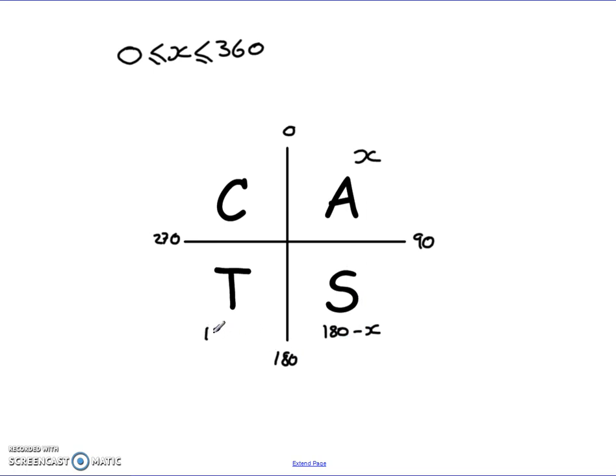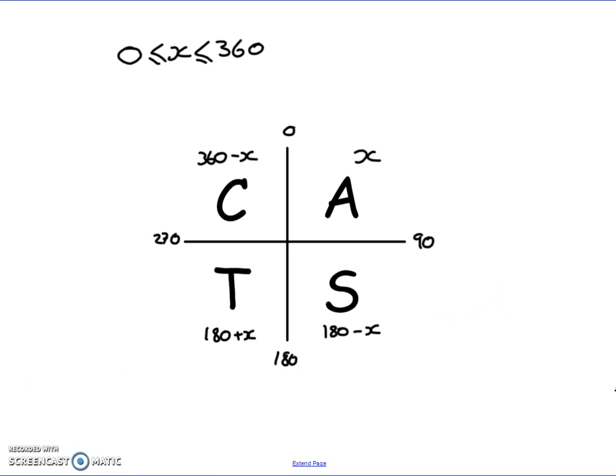If it lay in the T section, it would be 180 plus the value for x. So again, if it was 45 degrees, the solution within this section would be 180 plus 45, 225 degrees. And if it lay within the C section, it would be 360 take away the value of x. Now, all of these parts came into play whenever we solved an equation that involved trig, and we'll show an example of that in just a moment.